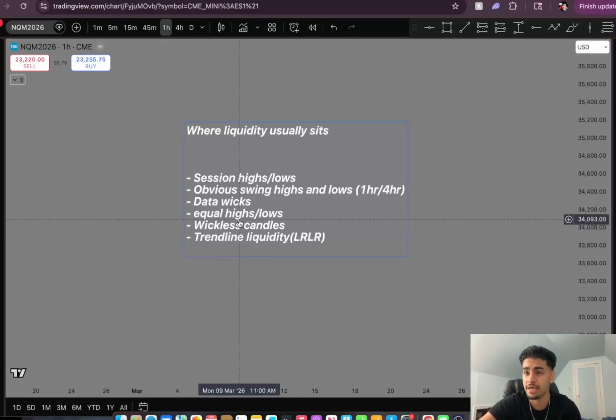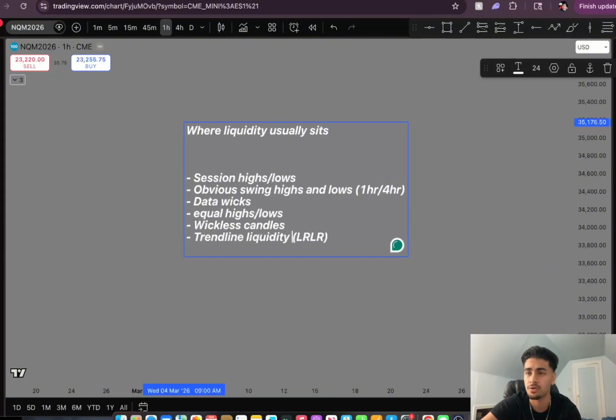It's where the market perfectly comes to a certain point. You know it's important because if the market spent so much time and came to an exact point at a tick, clearly that level is important. Another smaller draw on liquidity for me is wickless candles, when a candle has no wicks. And another one, I don't use this that often, is trendline liquidity. It's basically a low resistance liquidity run. I don't use it that often, but it's also good.